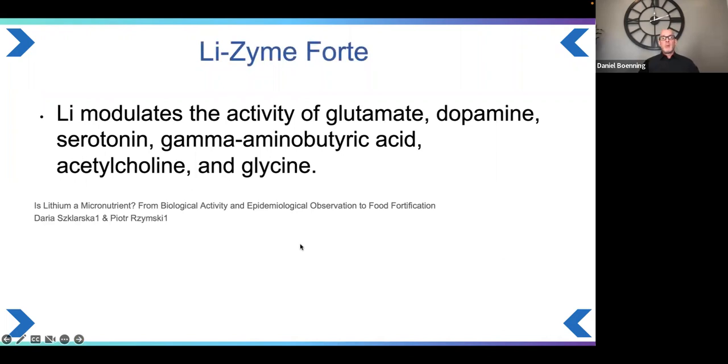What does lithium do? It modulates the activity of glutamate, dopamine, serotonin, GABA, acetylcholine for brain function, and glycine. All of this is aided by lithium. So when you are trying to do individual pathways of serotonin or trying to help the GABA pathway, if you cover this product and help them, you're covering a lot of bases. Again, the bang for the buck, you're covering a lot of areas.